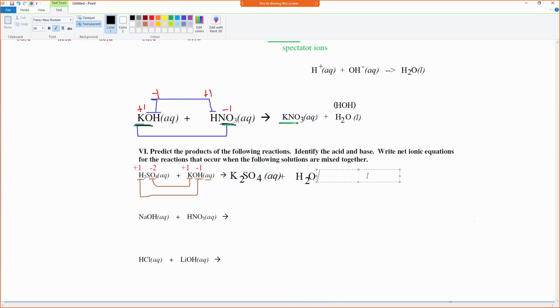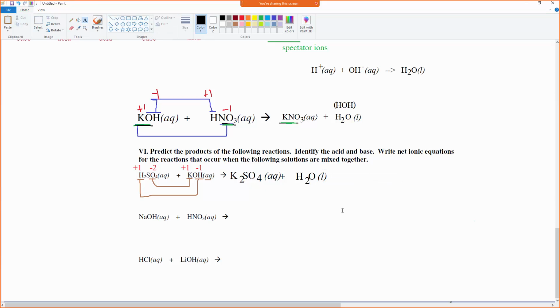Aqueous for that one, and liquid for that one. Good, Sarah's got it. All right. So those are my products. Let's balance them. What do I have to do to balance these?